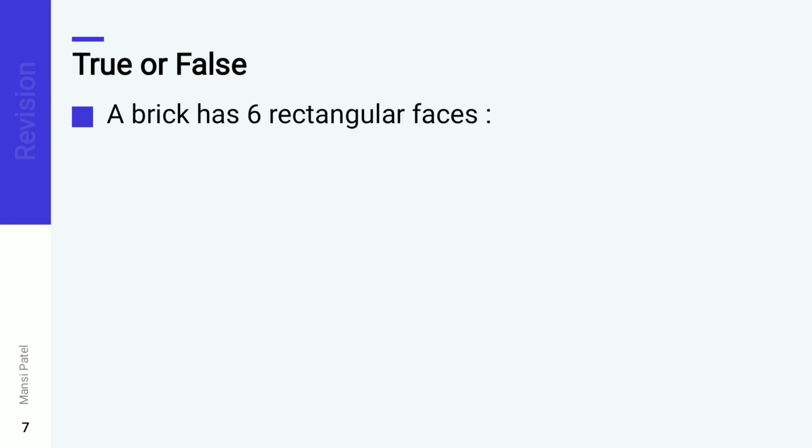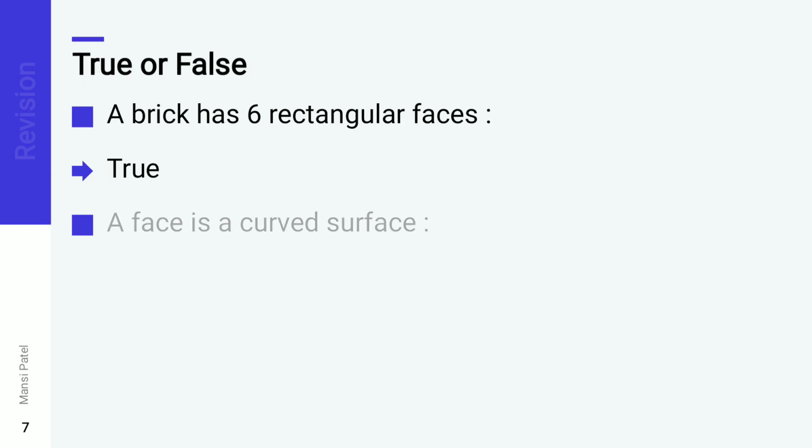Now let us solve some true and false. The first one is that a brick has 6 rectangular faces. Means what? A brick has 6 faces? Yes or no? If it is yes, then you have to tell me whether all the shapes are rectangles. Yes. So this one is true.